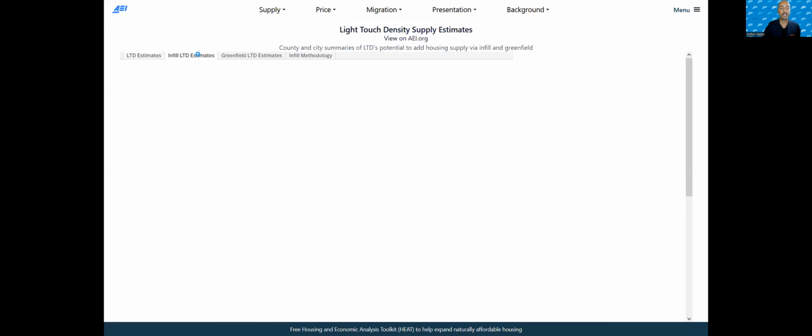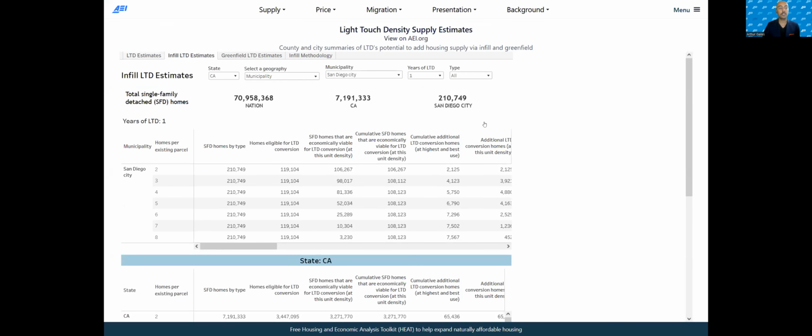For the infill estimates, if we look at details, one of the features we have that we think is useful on this app is the ability to show how many homes you could get if you restricted it to a given density per existing parcel. So that's between 2 and 8 units that are built on an existing single family detached parcel.